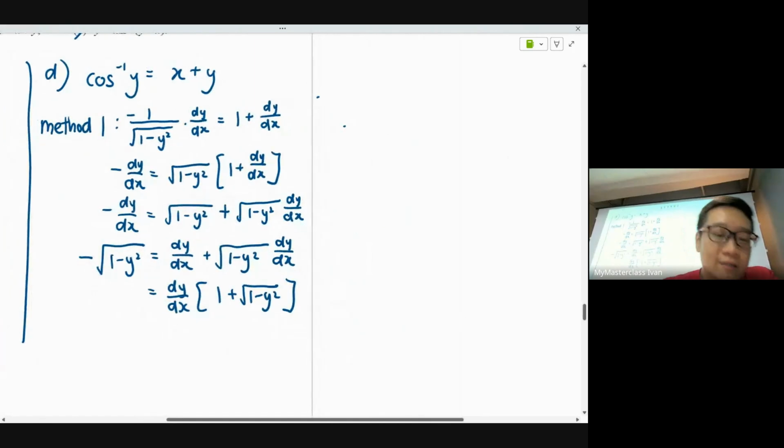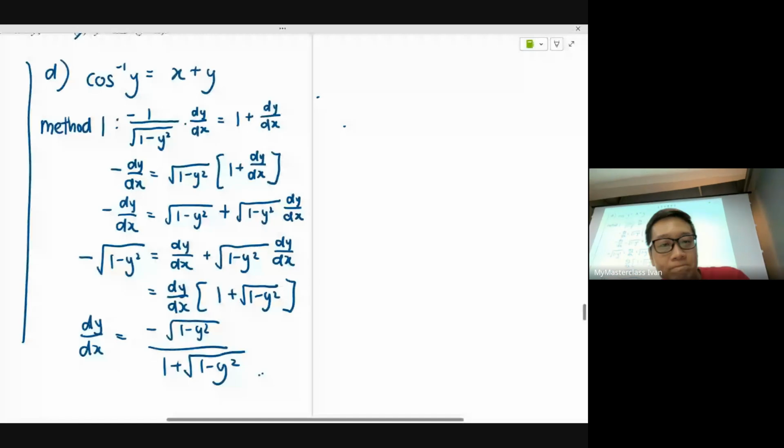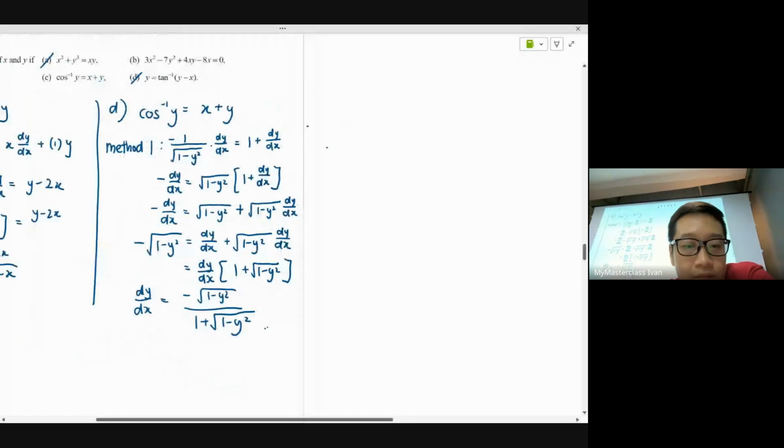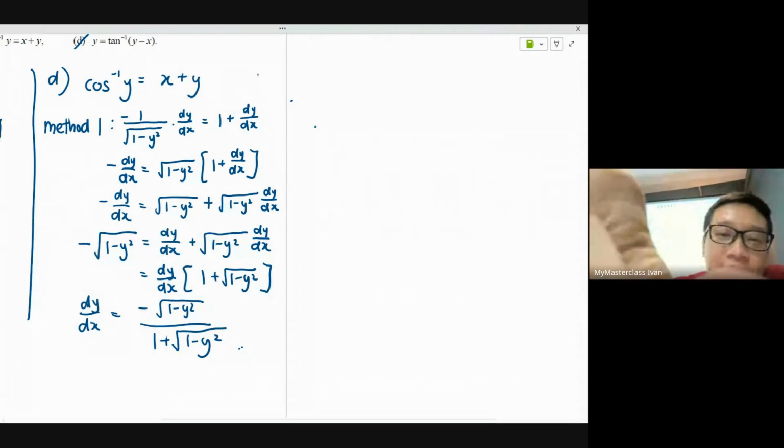Then now the last step you divide over. Dy dx equal negative square root 1 minus y square over 1 plus square root 1 minus y square. And then that's the answer. Usually the question will ask you to prove, show that it becomes this. But what I want to tell you is that there's fluidity. That means you can play smart by doing this.